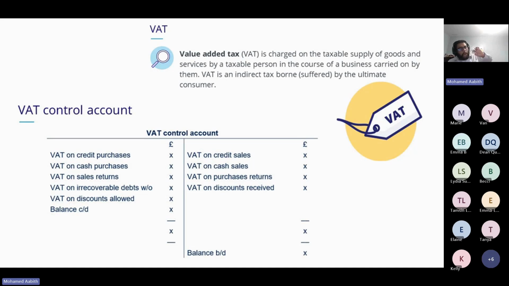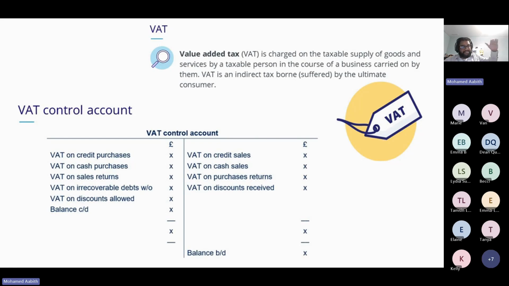That output tax is owed to HMRC. So that means it's charged on your income. If that is going to be charged on your income, the VAT we pay towards our purchases, whether it's going to be credit or cash, this is what we call an input tax. What is that input tax going to do to you? That is going to be reducing your VAT liability to HMRC if your sales is higher than your purchase.